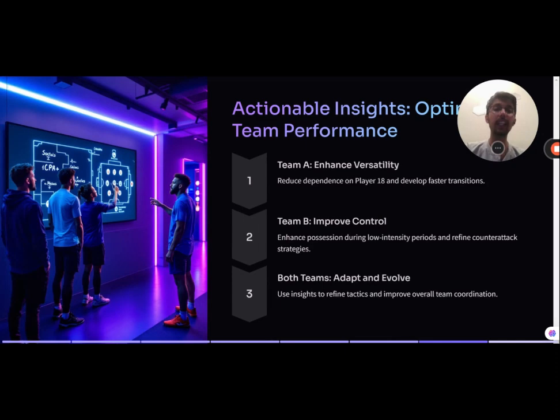Moving on, the actionable insights that we have gotten, the way the teams can improve is as follows. Team A can improve by enhancing versatility. This can be done by reducing dependence on player 18 and developing faster transitions, as well as encouraging other players to think for themselves and not just depend on one player for everything.